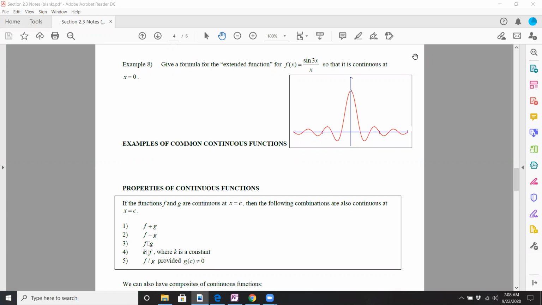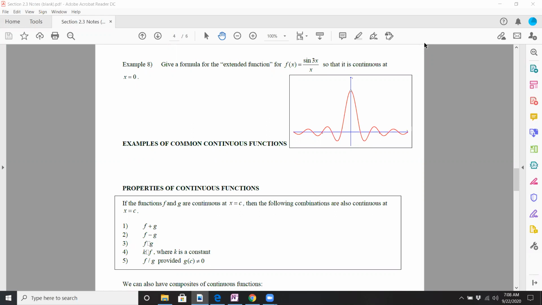Here we're going to discuss page 4 of the section 2.3 notes, and we're going to start off with example 8. So example 8, you're told to give a formula for the extended function for sine 3x over x. It says continuous at x equals 0.